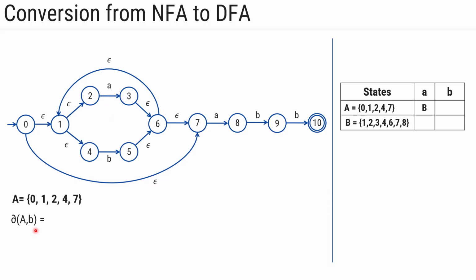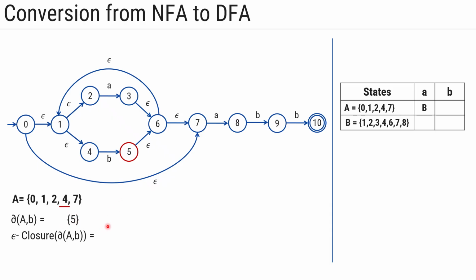Again you have to find where it has a transition on b. Since capital A has state 4, it can have a transition from 4 to 5. So that means only 5. For the rest of the states we don't have any transition on small b. For this again you have to find the e-closure. The e-closure of delta of A comma b is nothing but 5.